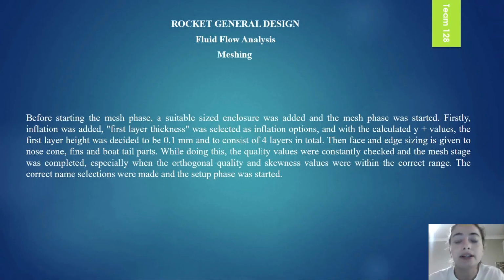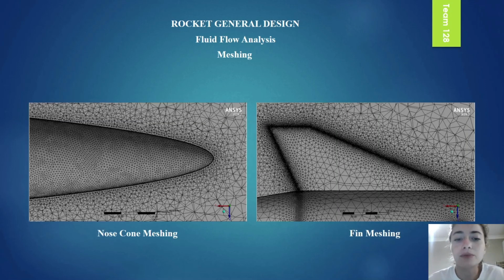In this section, system flight analysis data will be explained. While performing this flow analysis according to the data obtained from OpenRocket, the maximum speed the rocket will reach and the atmospheric conditions at that height are taken into consideration. In the meshing part, before starting the mesh phase, a suitable size enclosure is added and the mesh phase is started. Firstly, inflation is added, first layer thickness is selected as inflation options. And with the calculated y plus value, the first layer height is decided to be 0.1 mm and to consist of 4 layers in total. Then, face and edge sizing is given to nose cone, fins and both tail parts.